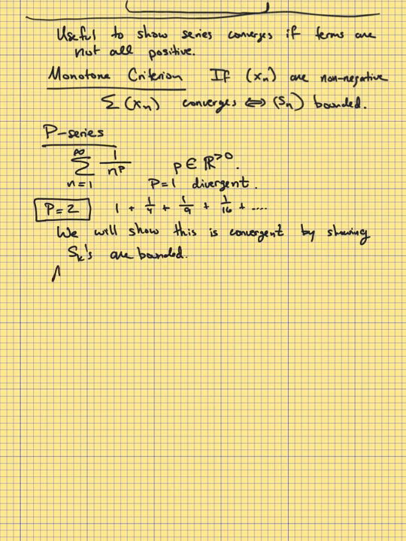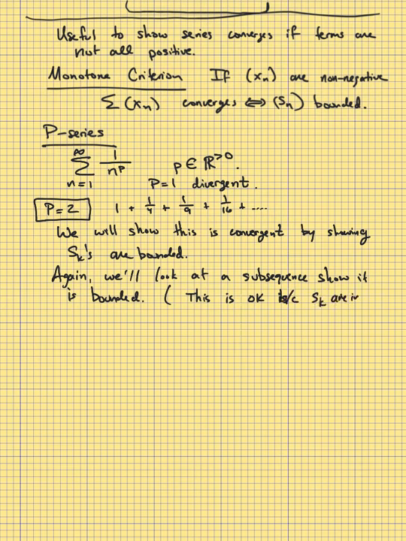Now again, we'll look at a subsequence and show that this is bounded. Now this you have to be a little careful of. So we'll look at a subsequence, show it is bounded. This is something that you can't always assume, right? A lot of unbounded sequences have bounded subsequences, but this is okay because the sequence is increasing, because the S sub k's are increasing.